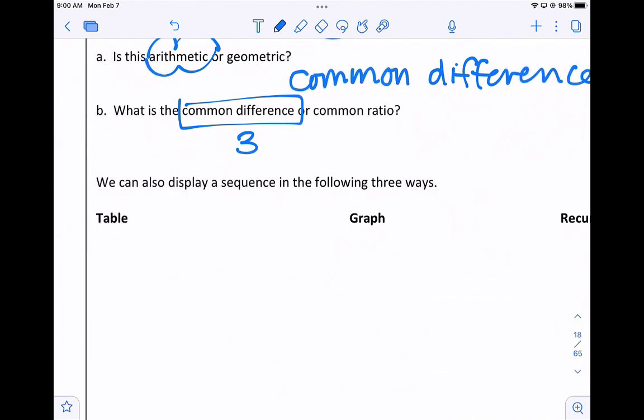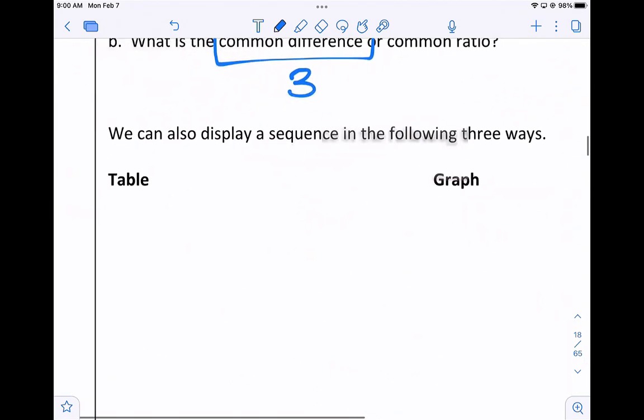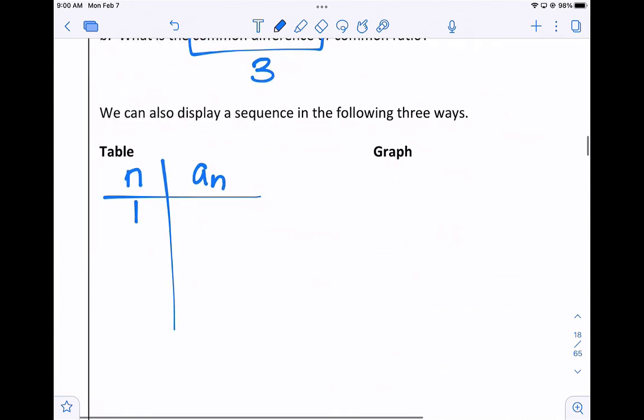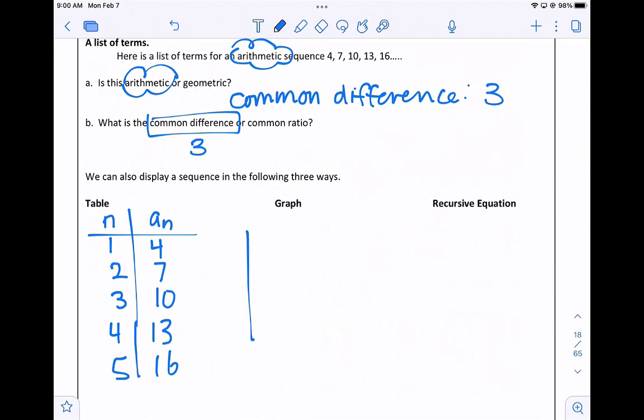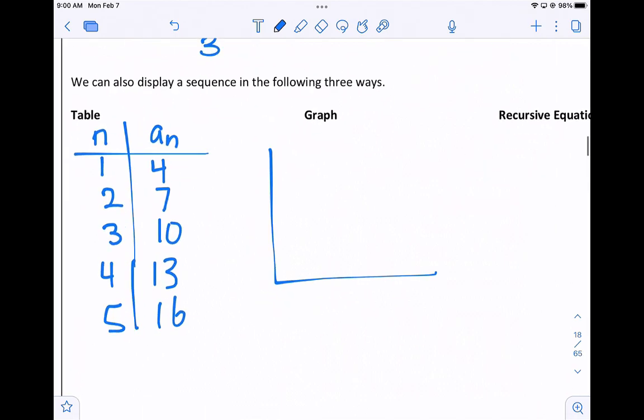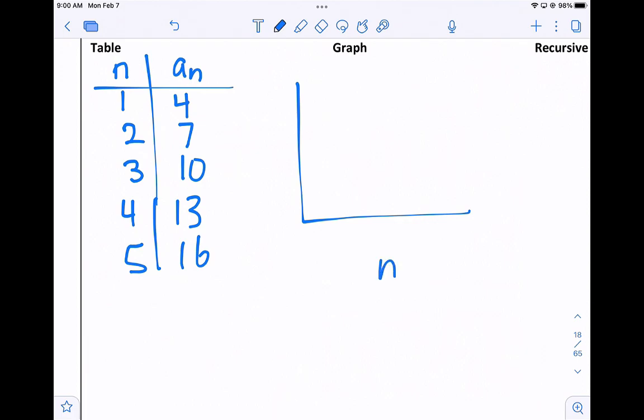We can display a sequence in the following ways. A table. Okay, so table, we have our term and then we have the answer. So here the first term is 4, the second term is 7, the third term is 10, the fourth term is 13, the fifth term is 16. So there's our table. Our graph, you'd expect this to be linear because we're adding 3 every time, so we have that same slope. So here's n, and we'll say this is a sub n. All right, so it goes up to 16. Here's 5, 6, 7, 8, 9. Here's 10. I'll just graph those.